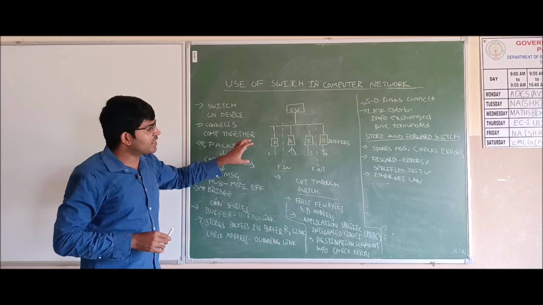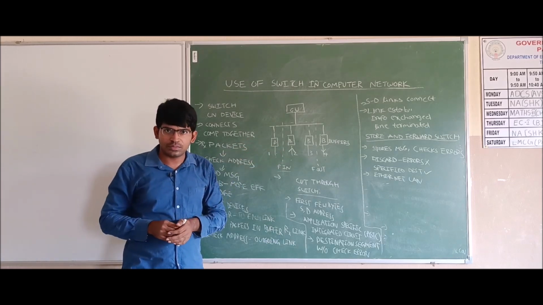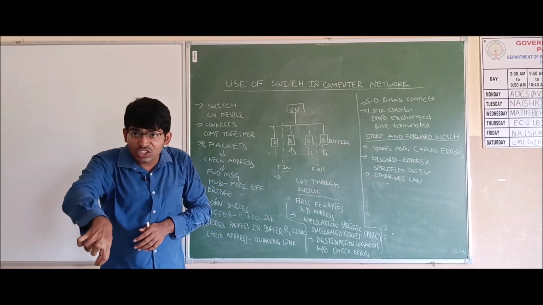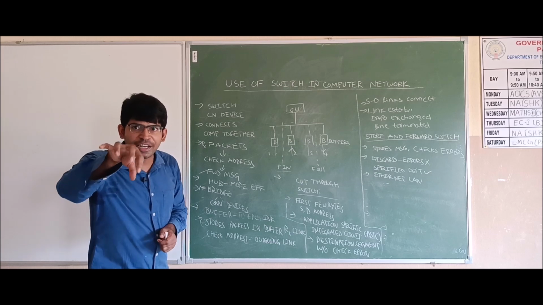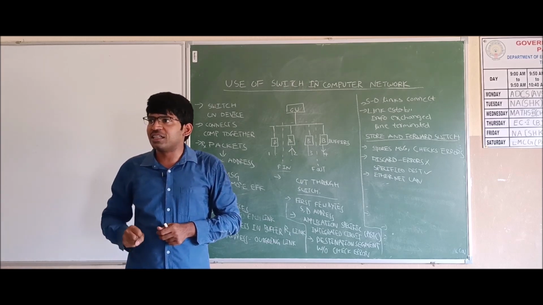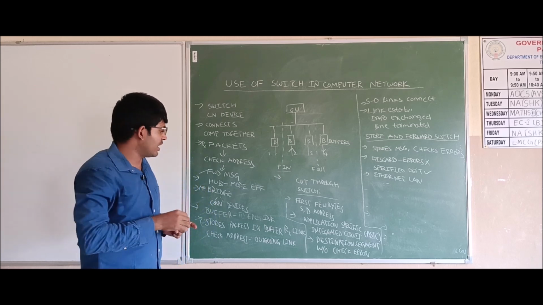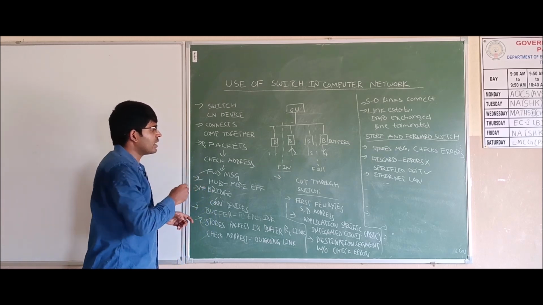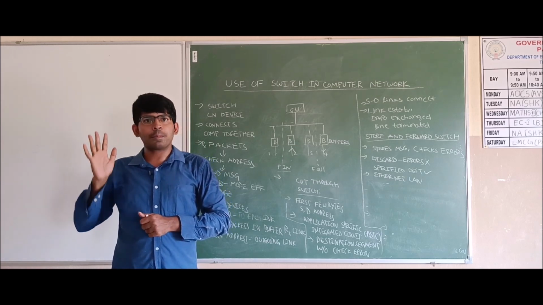So after receiving the packets, we will check for the address. If the address is known, then we will forward the message. After decoding that address, we will forward the message to a particular destination address. Here, this switch is acting like a hub.